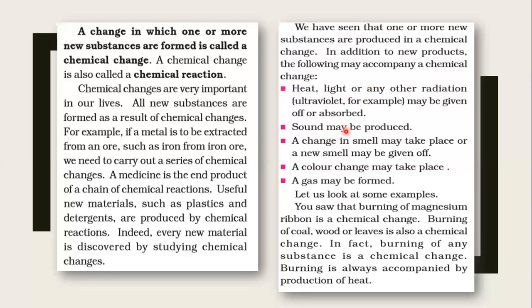So in some chemical reactions, sound is produced, and in some chemical reactions, there may be a change in smell, or a new smell may be produced, and in some chemical reactions, a color change may take place. We have seen on adding the iron nail, the color of the copper sulfate solution changes from blue to green. So in some chemical reactions there will be a color change, and in some, a new gas may be formed. That means so many changes can take place in a chemical reaction. This whole point you have to understand properly.